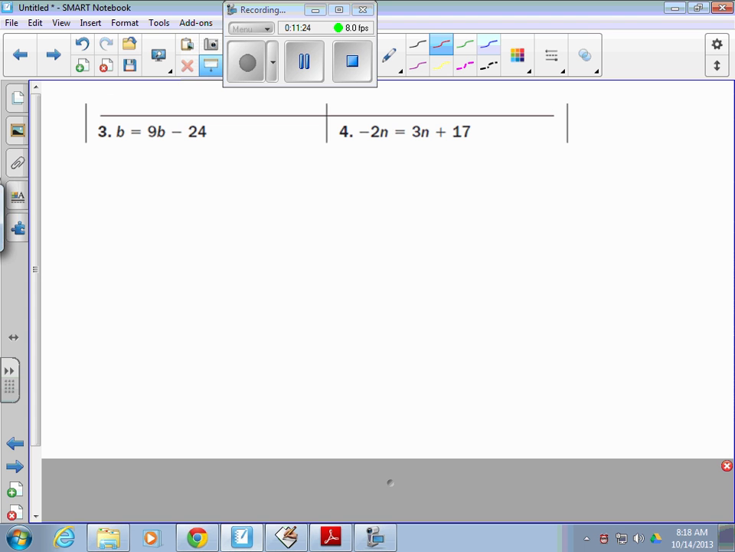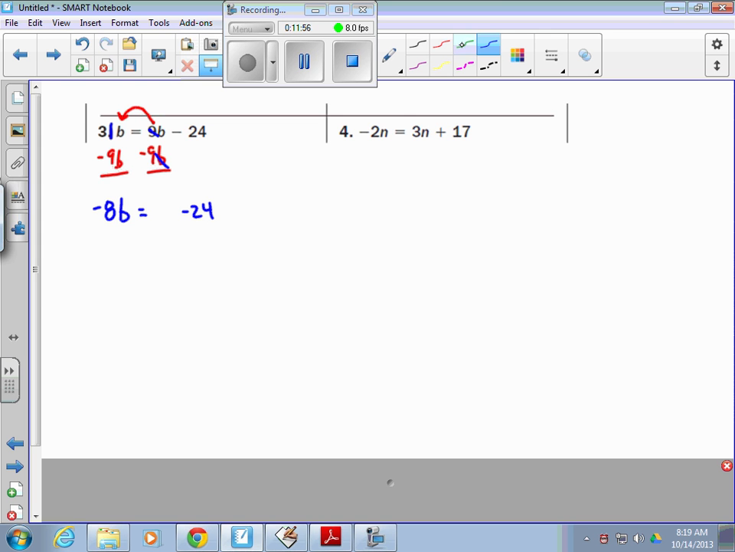Number 3 says b equals 9b minus 24. So we'll go back to the way we did number 1. Since we have negative 24 by itself on the right already, move positive 9b to the left by subtracting it. If you subtract it from the right, subtract 9b from the left. This is just like saying 1b minus 9b would be negative 8b. These will cancel. Negative 24.